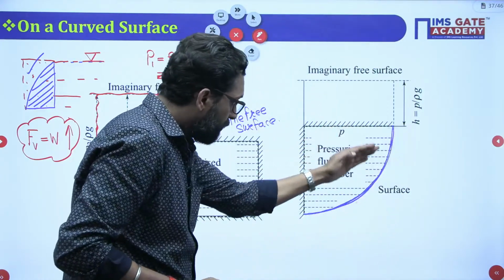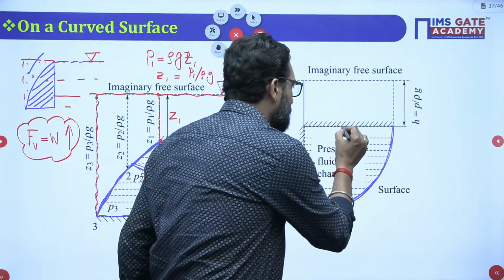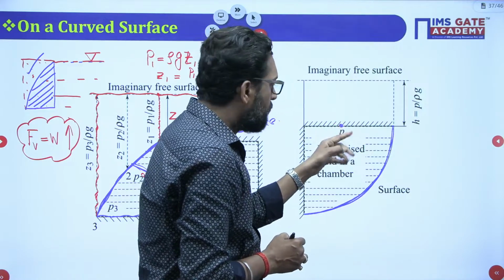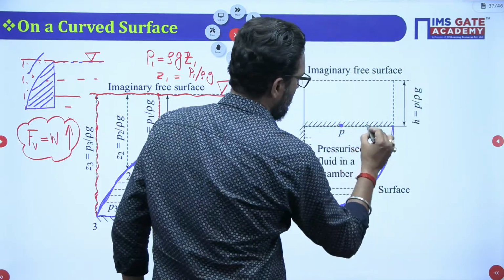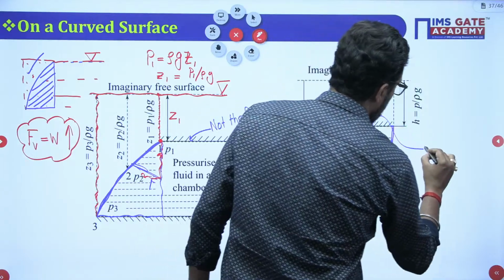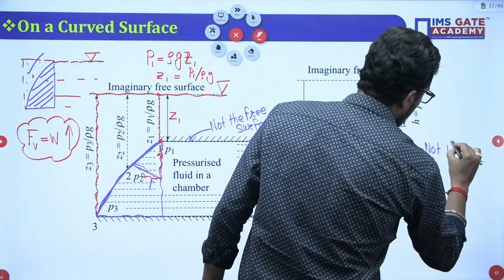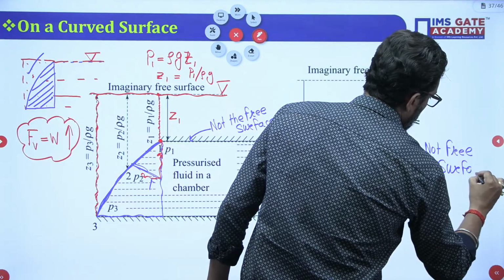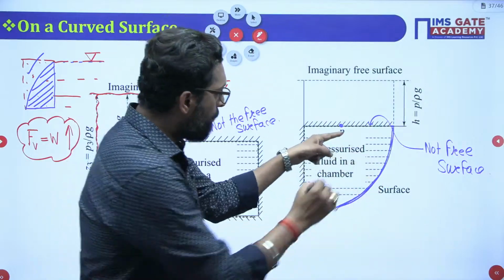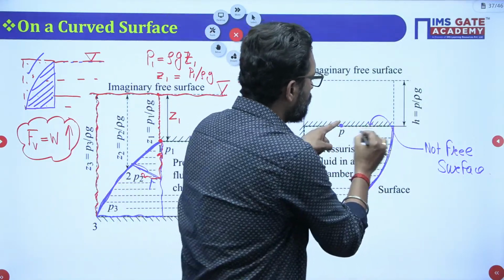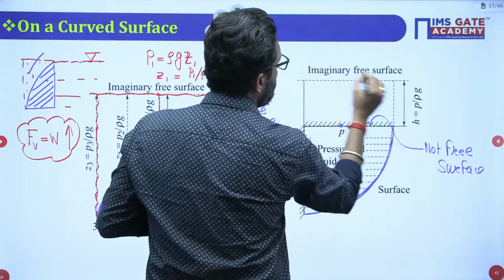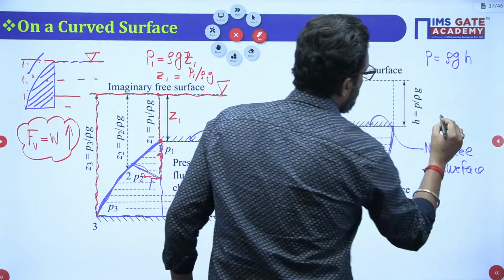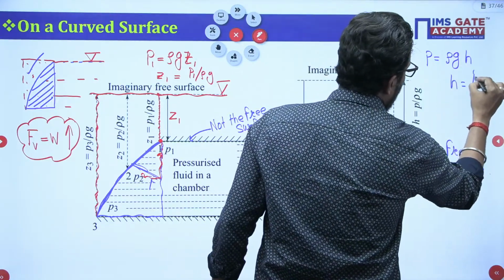Now, if this is your pressurized surface, and you calculate the pressure at this point, why? Because this is not a free surface. So what do you have to do? We know that P is equal to rho g h, so h is equal to P by rho g.